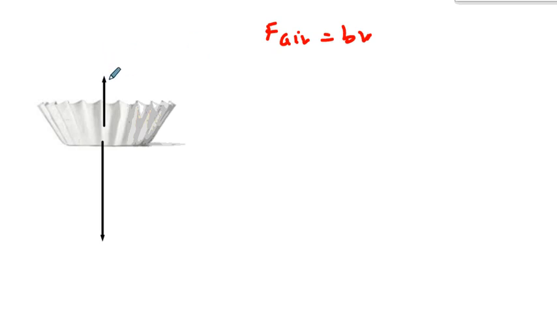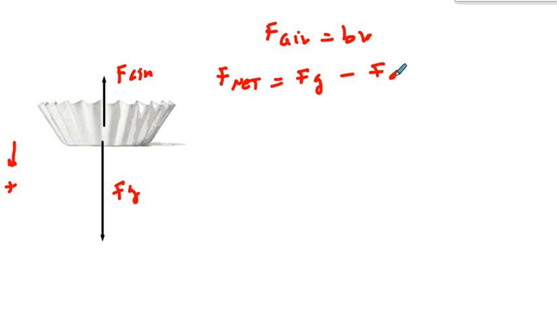Let's get started. So we know that going upwards is force of air. Downwards, of course, is force of gravity. Now for this video, I'm going to make this direction positive and then upwards negative. So then my net force is equal to force of gravity minus force of air. Now I'm going to substitute in bv for force of air in my net force equation. And I remind myself that at terminal velocity, force of gravity does equal force of air.